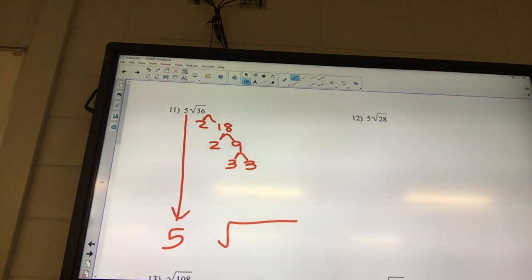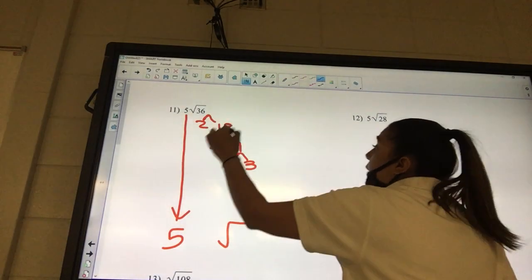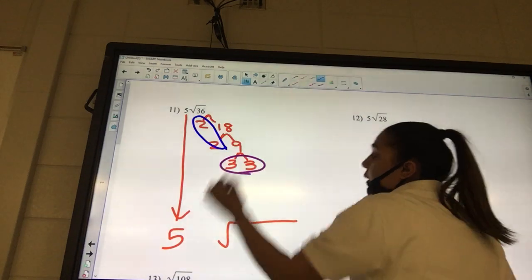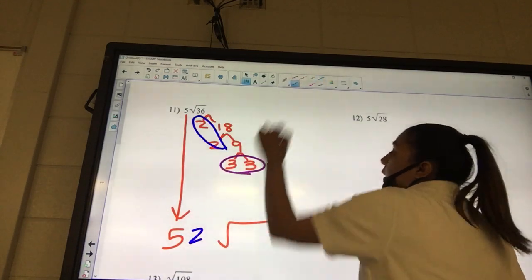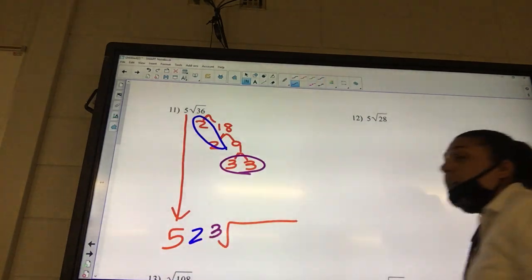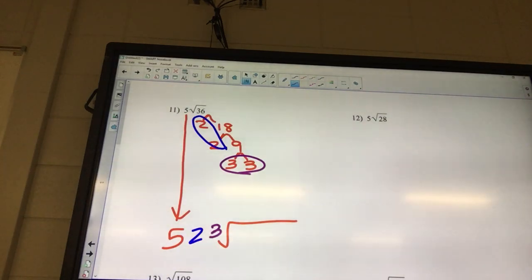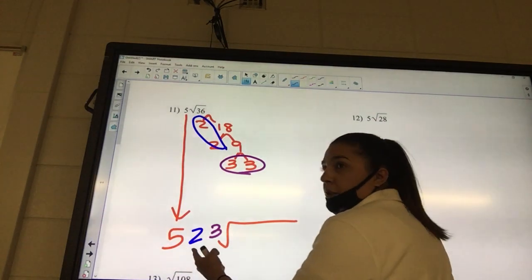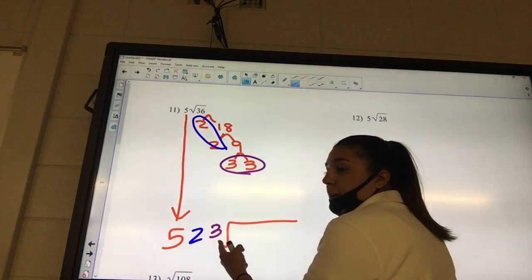What is our group number? We got 2 and 3. Okay, we got this group and we got this group, so we're going to put 1, 2 and 1, 3. Who cannot go? Everyone can go. It's another one of those problems. What do you need to do with this 5, 2, 3? Multiply. So 5 times 2 times 3.